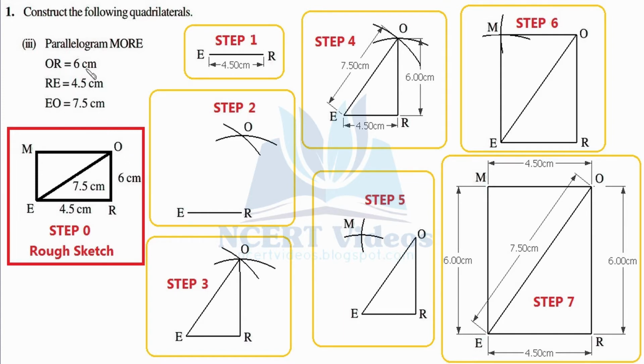Well, we are given the measurement equal to 6 cm. So we took approximately 90 degrees because we are drawing a rough sketch. Therefore, OR is our line segment whose measurement is 6 cm. Now we have two points, O and E, whose distance is given to us as 7.5 cm. Therefore, we marked it down and it is our given diagonal. Now it is just a matter of finding point M.